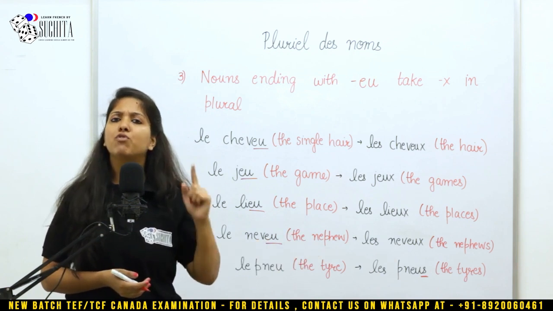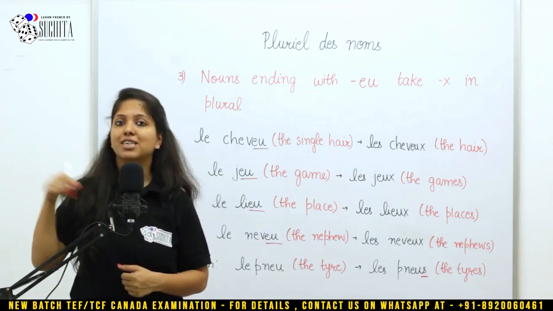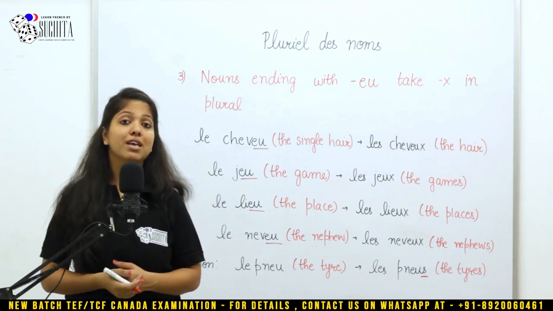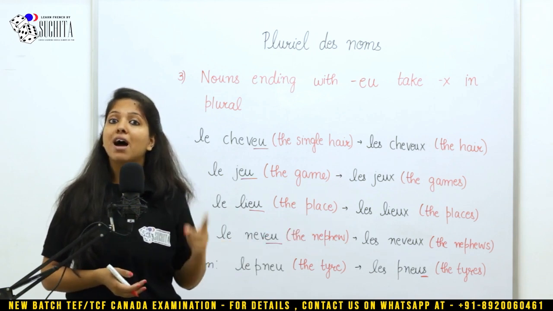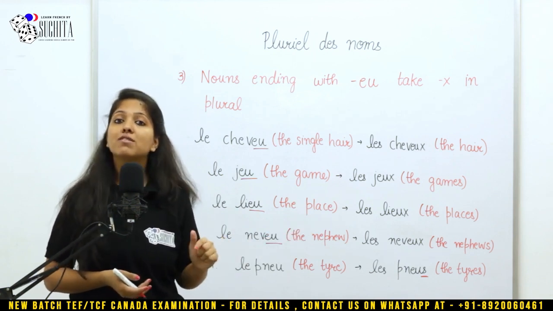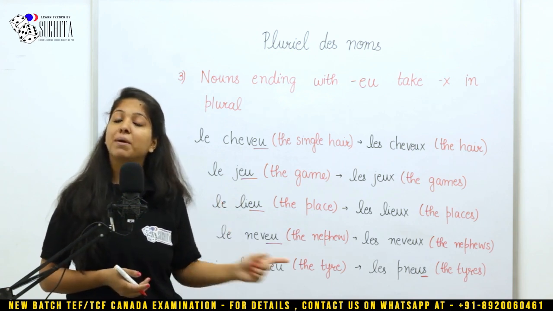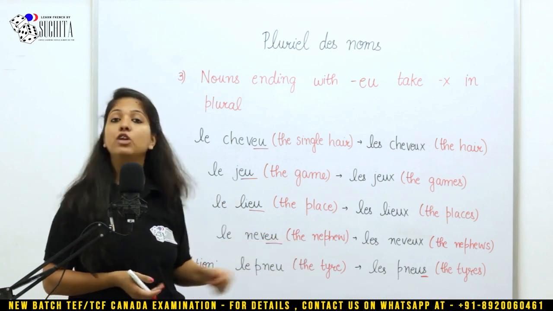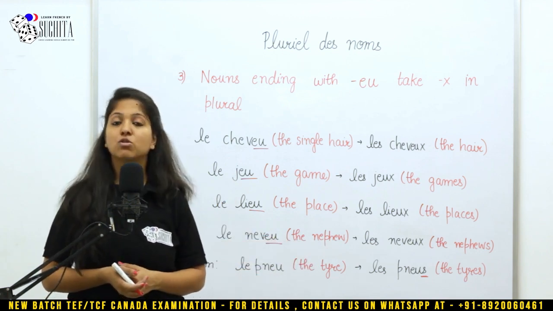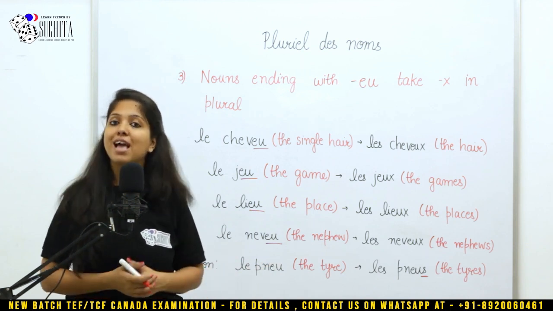But here we have one exception, which is le pneu. Le pneu. Pneu means the tire of a car. So you can say le pneu, plural would be les pneus avec S. So the rule was that if the noun ends with EU, then you put an X. But in this case, since it is an exception, it ends with EU, but still you put an S to make its plural. So that's an exception. Le pneu, les pneus avec S.